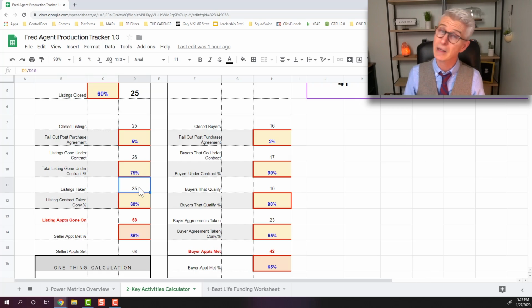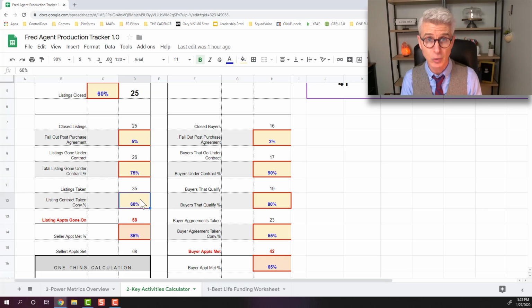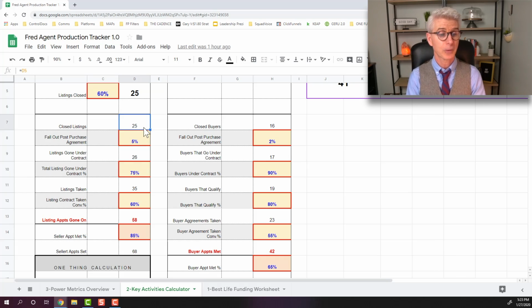Well, that is answered by what is Fred's conversion rate at the table. So Fred assumes that for every person that he meets in a bona fide listing appointment, he's going to close 60% to a listing contract. If that's true, then Fred needs to go on 58 listing appointments, knowing that he'll take 35 listings, knowing that 26 of those listings will get a purchase offer, and of the 26, 25 will actually close, okay?